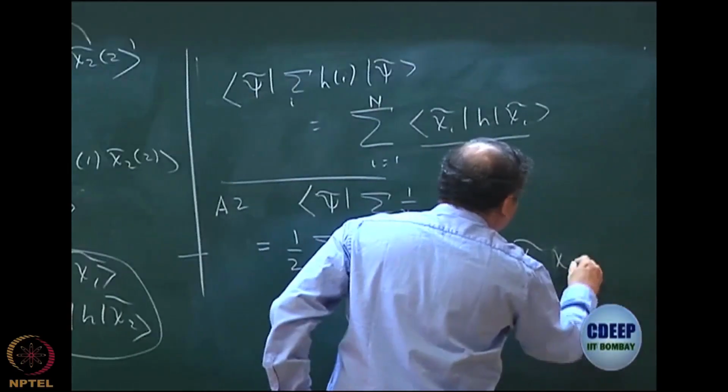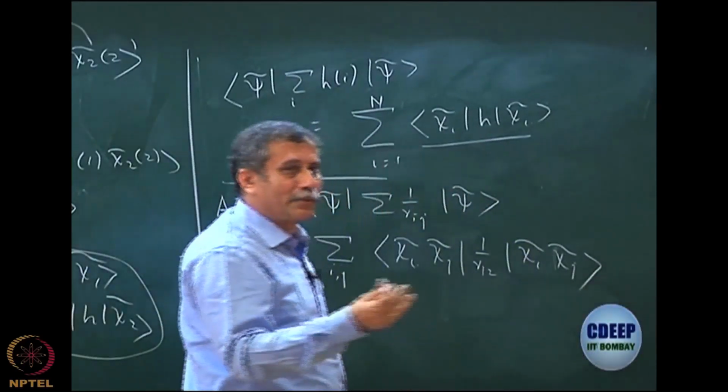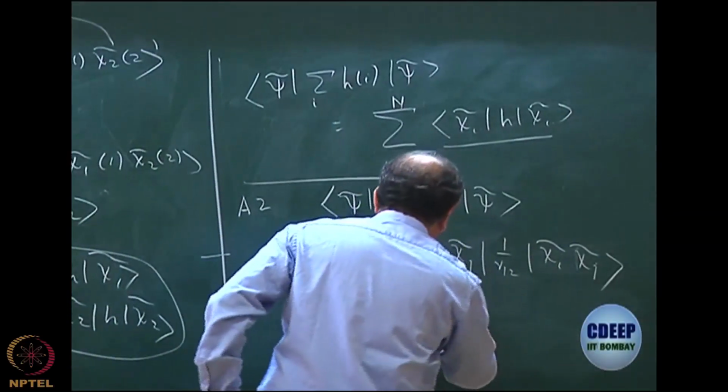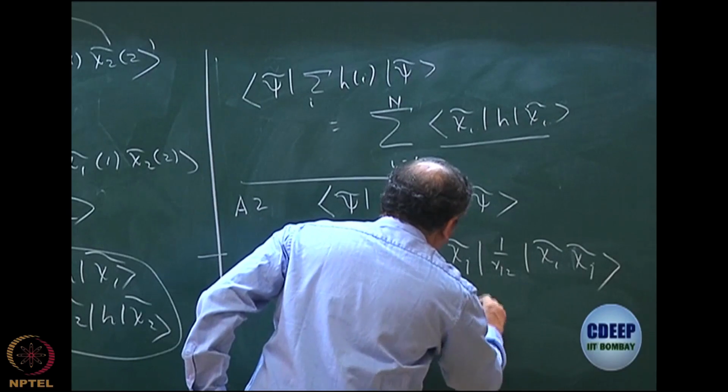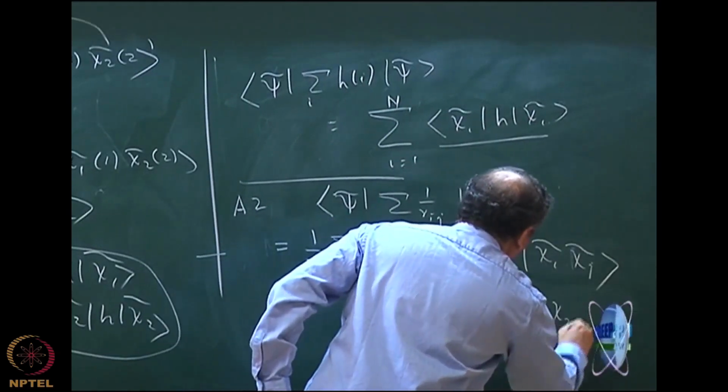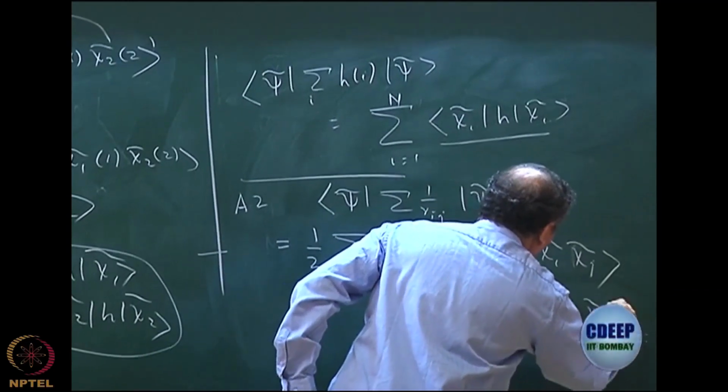These tildes are just cosmetic, don't worry about it, because I am using trial function, so I am using tilde. It is not important. Minus chi I tilde, chi j tilde, 1 by R12, chi j tilde, chi I tilde. That is an exchange term.